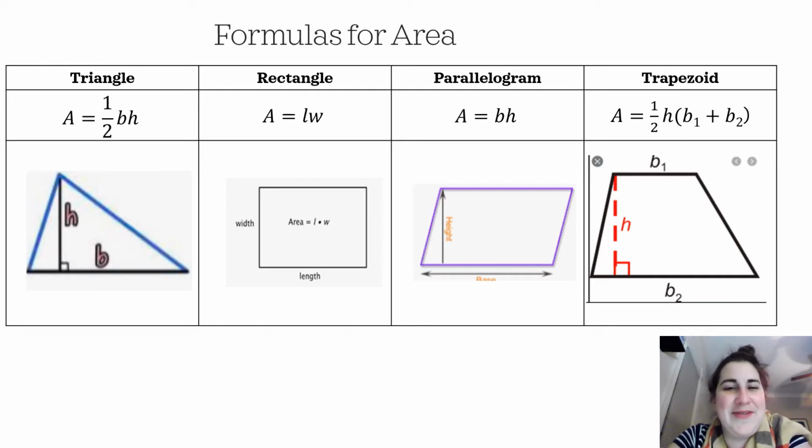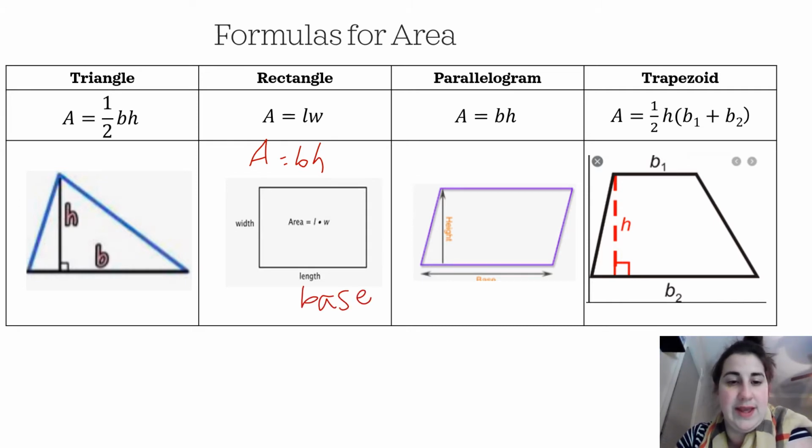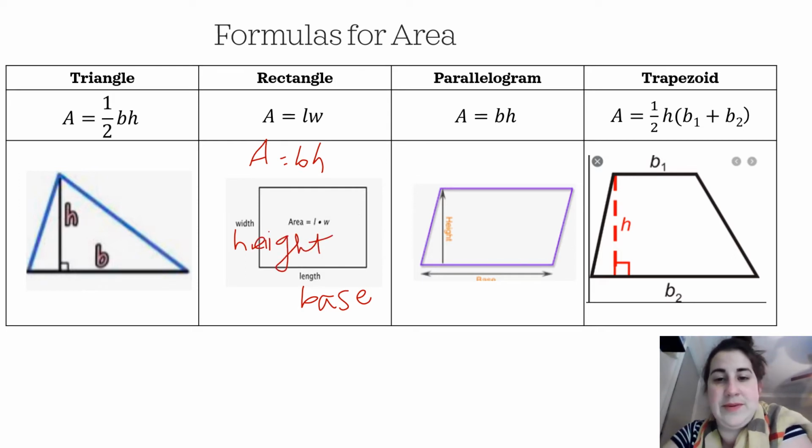Alright, so you need some formulas. I would pause this video and write them down. The formula for a triangle is area equals 1/2 base times height. The area for a rectangle is area equals length times width. You can also write this as area equals base times height if you think about the length as your base and your width as your height.